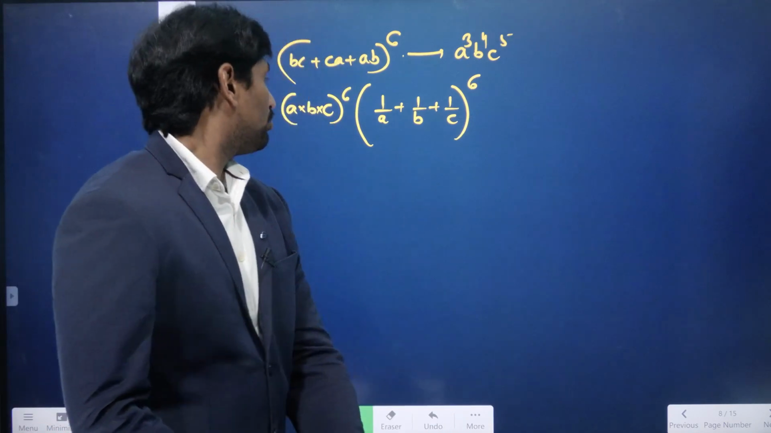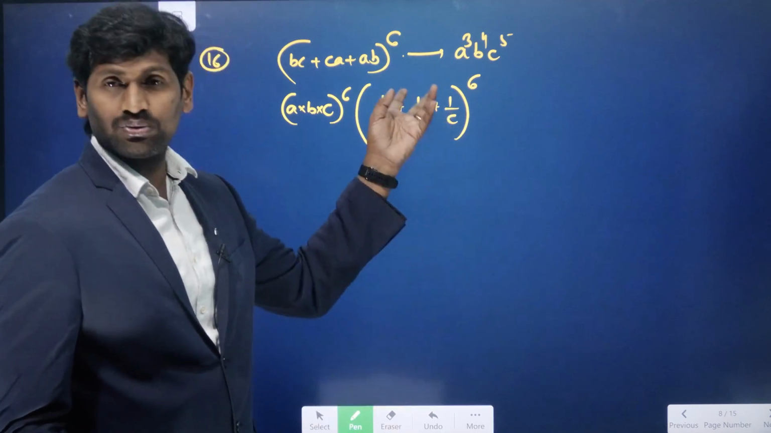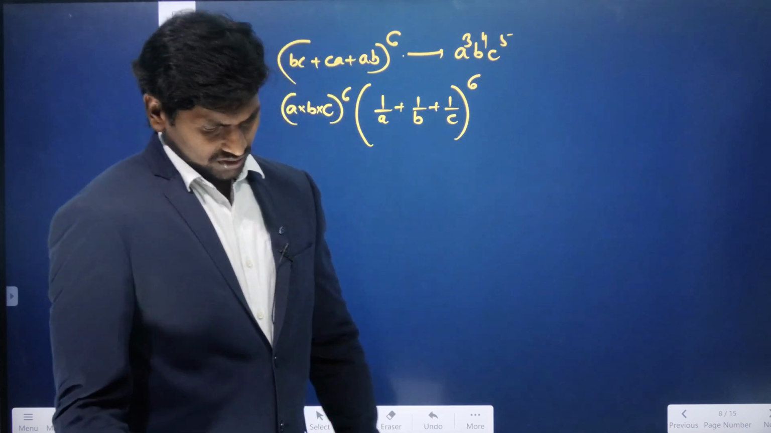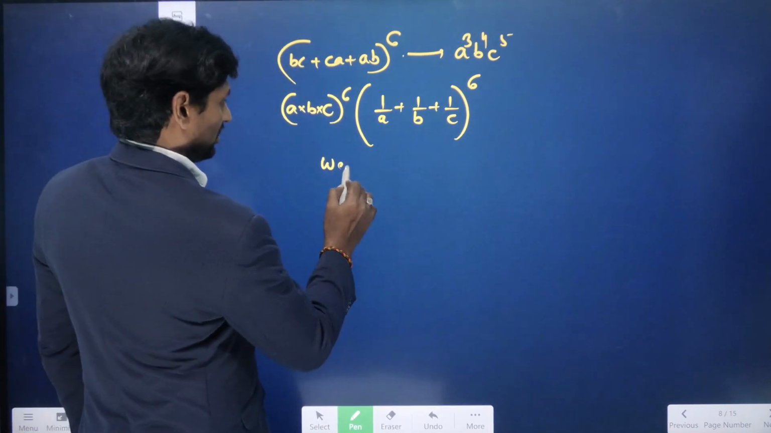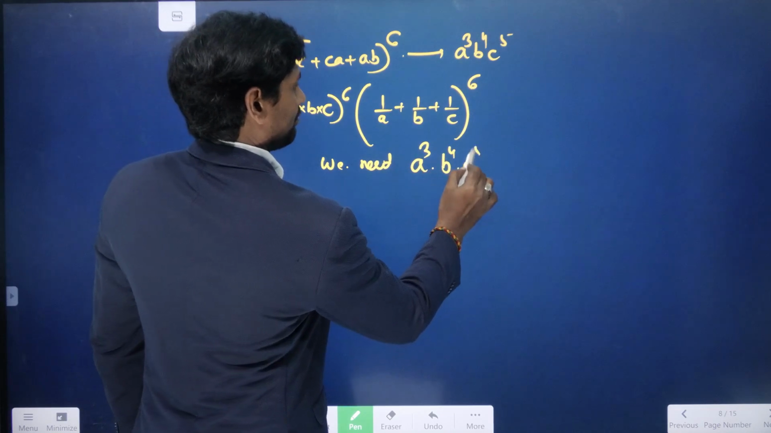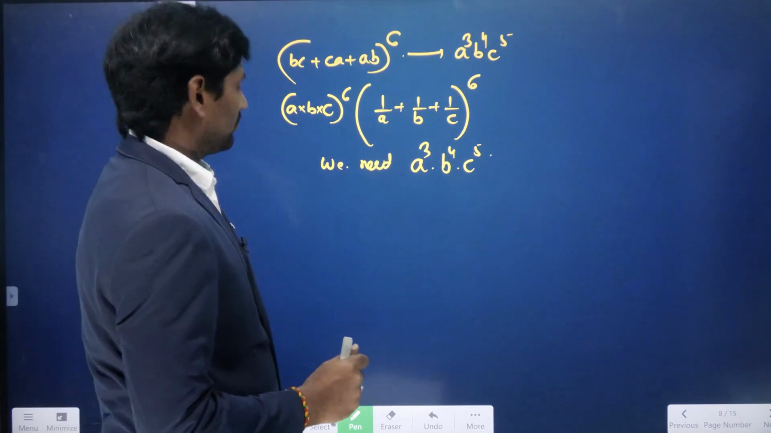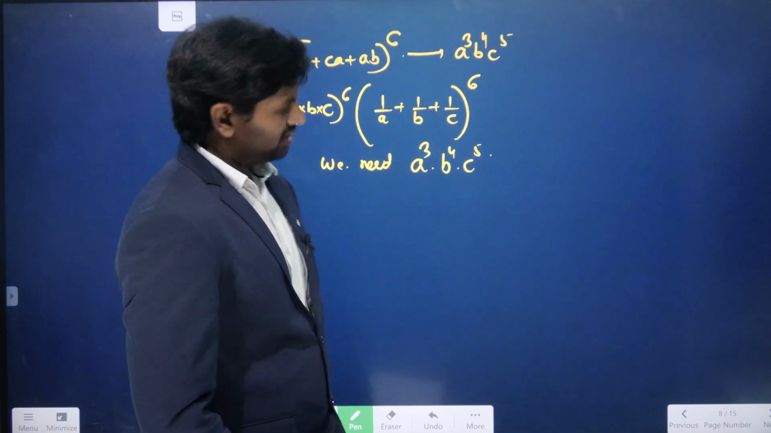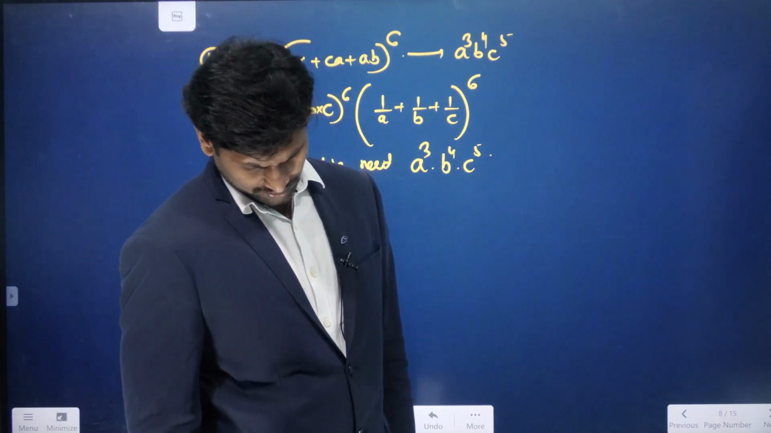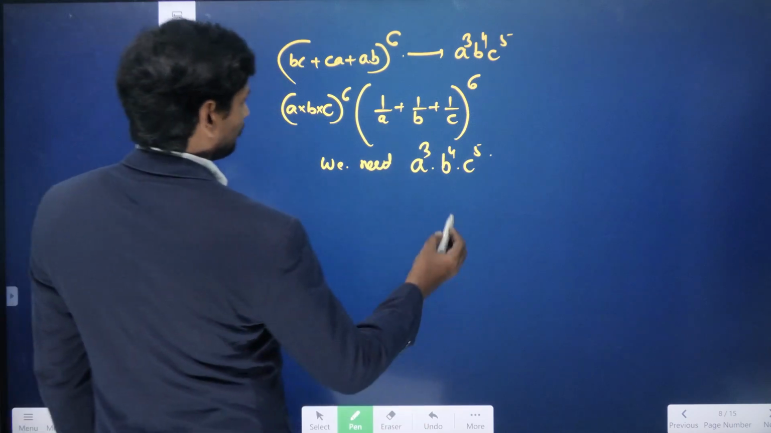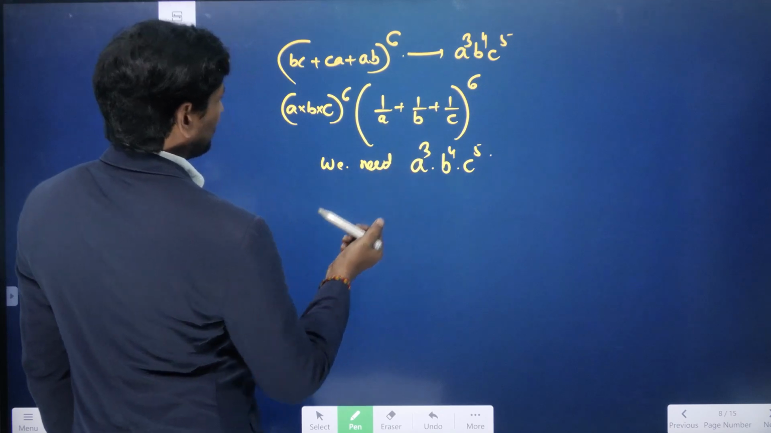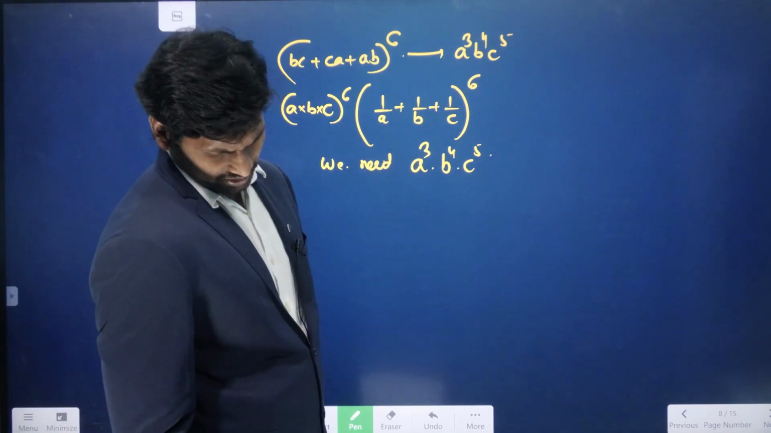Okay? Now what do we need to find? We should get the a power 3, b power 4 and c power 5 value. We need to get a cube, b power 4 and c power 5. For that, let us take a power 6 cube, which means a power 3, right.